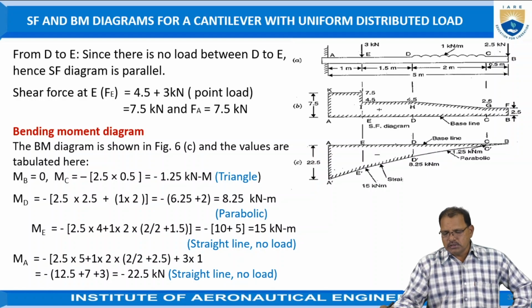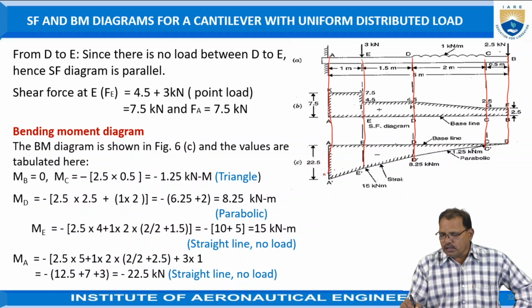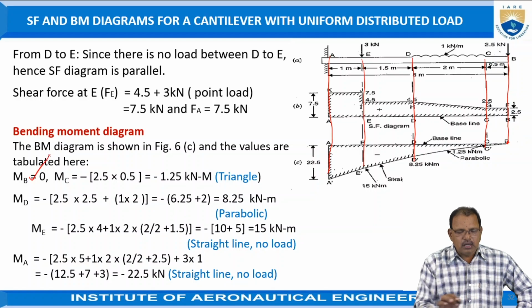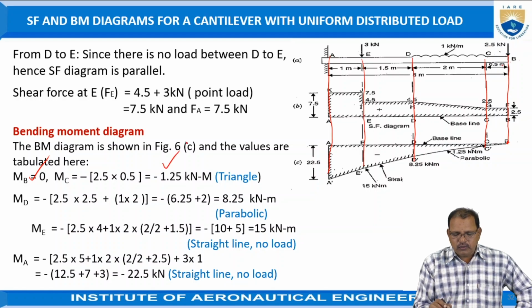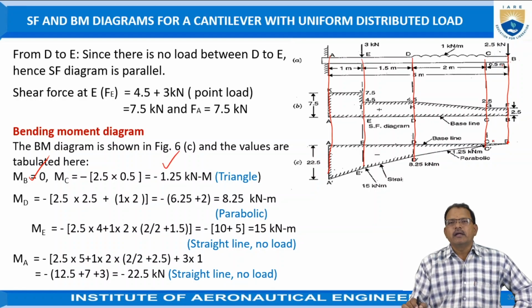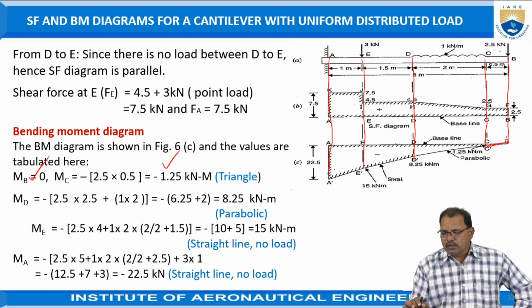Now the bending moment diagram. The bending moment at B is equal to 0 because it is a free end, as shown in the figure. The second one is the bending moment at C, which is equal to force into distance, that is 2.5 into 0.5, which is equal to 1.25. Since it is only depending on the distance between B and C, it follows the straight line law.